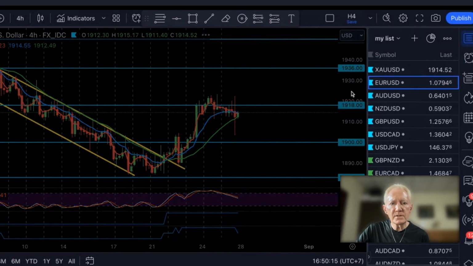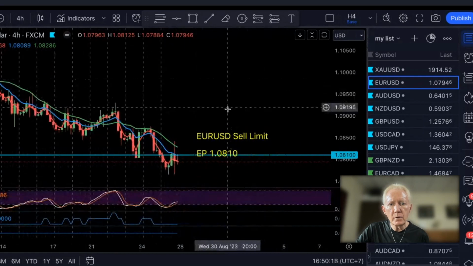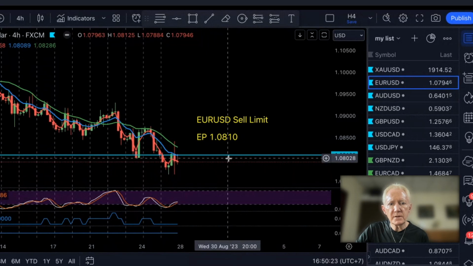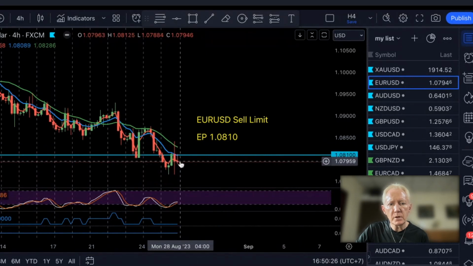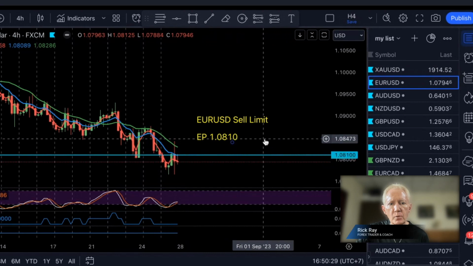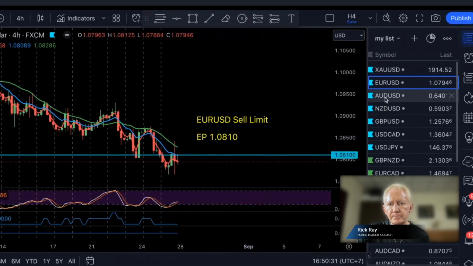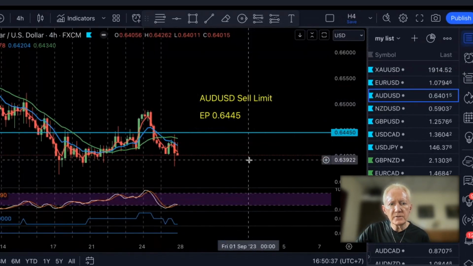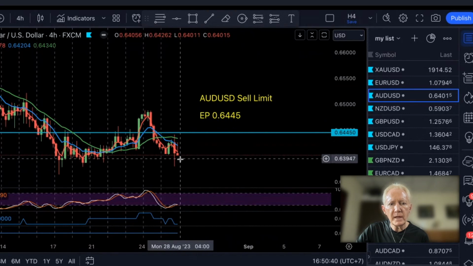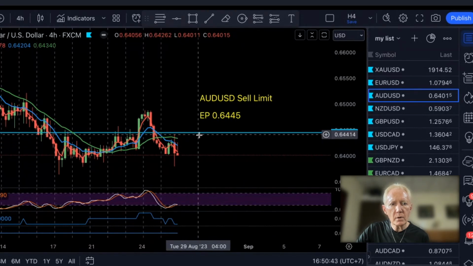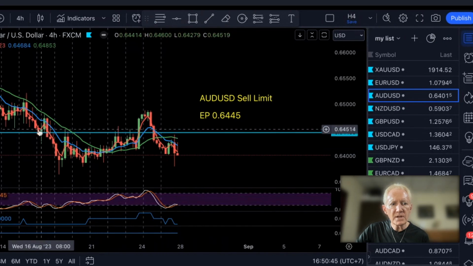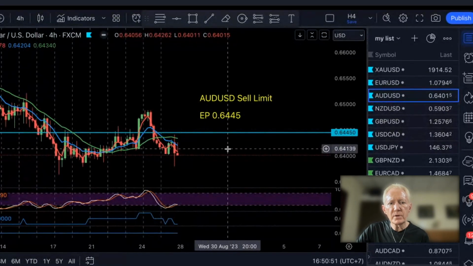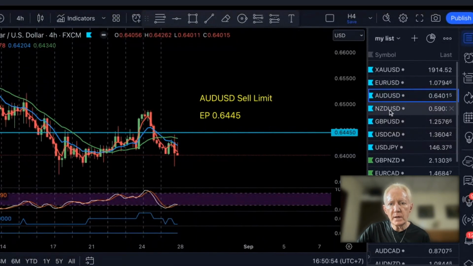For the pending orders that I do have in place, on the Euro US, I have a sell limit at 1.0810. That's at this blue line here. It's just below that. Let it do a correction, come back up to 1.0810 for a sell limit. The Aussie US, I also have a sell limit on that one at 0.6445. It's just below that. Let it come up to do a correction to our resistance zone, which has been support. Here it was support, and it's turned resistance. So 0.6445 on the Aussie US.